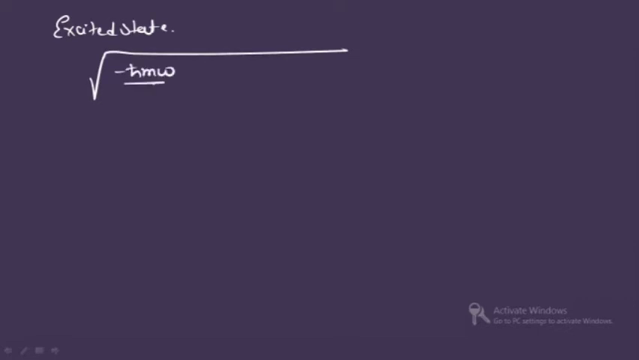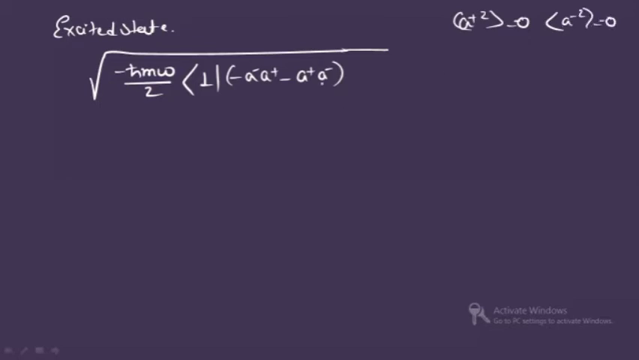Now we will find for the excited state, right? In case of the excited state, only the state will change. This is minus h cut m omega by 2, right? This is 1, and here I am writing only the lowering operator, raising operator product and the raising operator, lowering operator product, because I have already said the expectation value of the raising operator square and also the lowering operator square is 0. So it is useless to write here. So this is becoming 1.